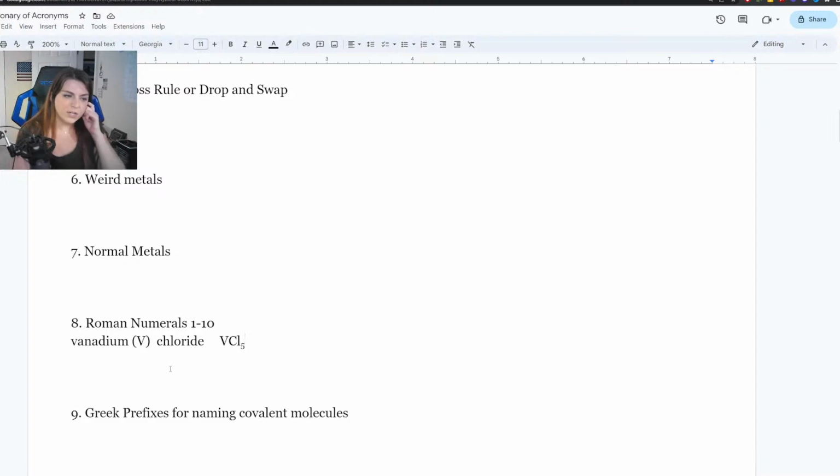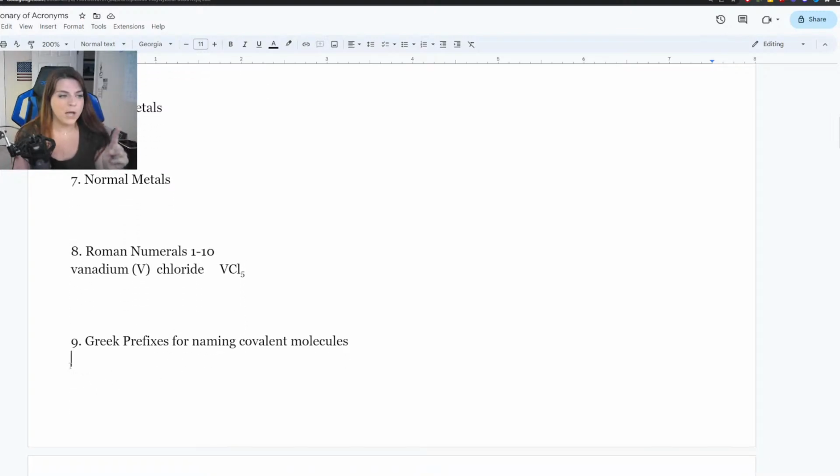Greek prefixes for naming covalent molecules are different than the organic ones. You have mono, di, tri, tetra, and then the rest of them match the organic stuff, and they'll also match geometry. So that's pent, hex, hept. I'm sure you know the deal at this point.